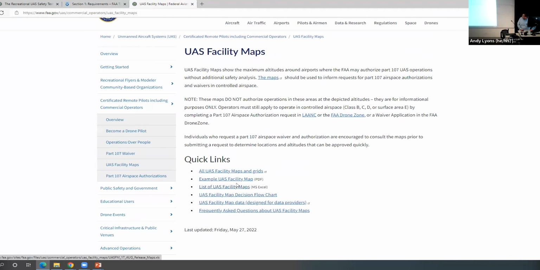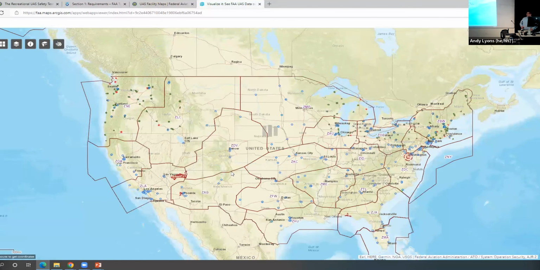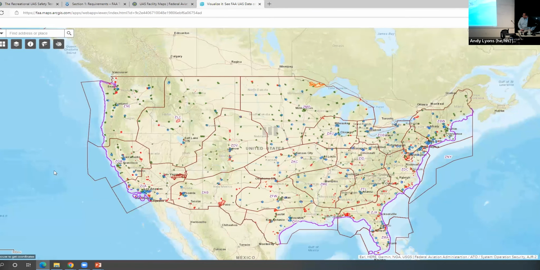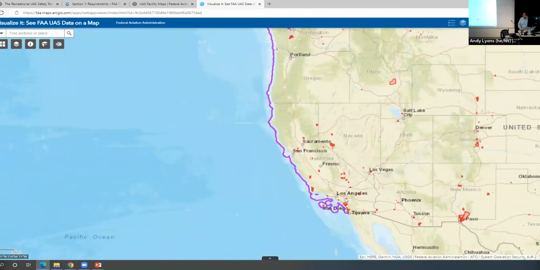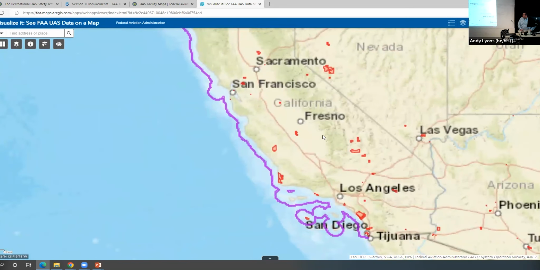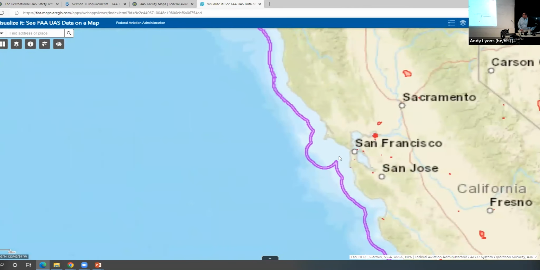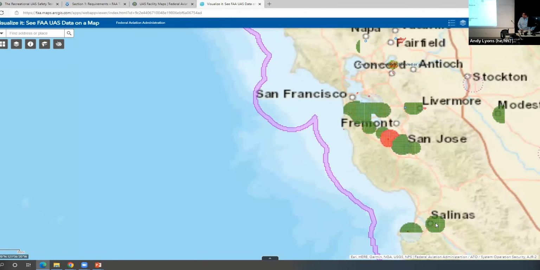I'll go ahead and share with you. Around airports that have controlled airspace, and these are big airports, there is a whole series of restrictions on how high you could fly. So in the United States, let's zoom in where we are.